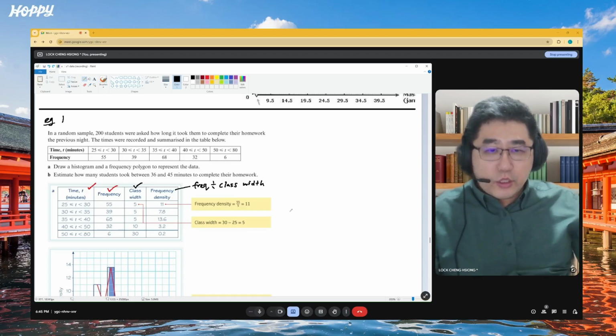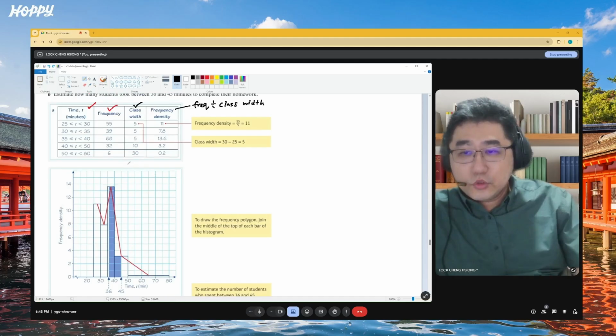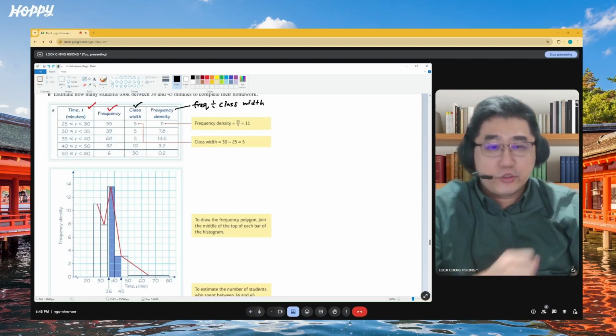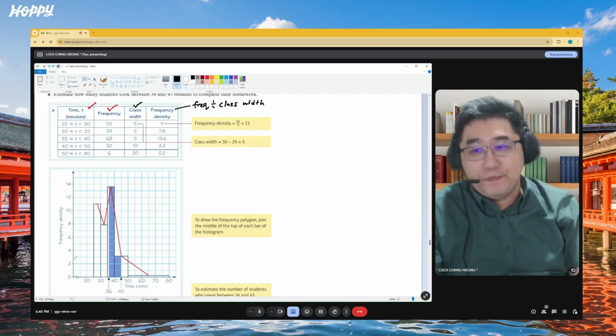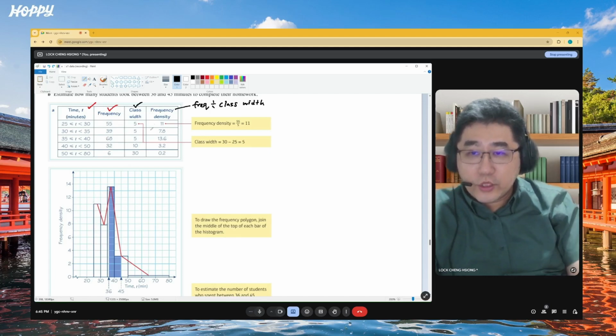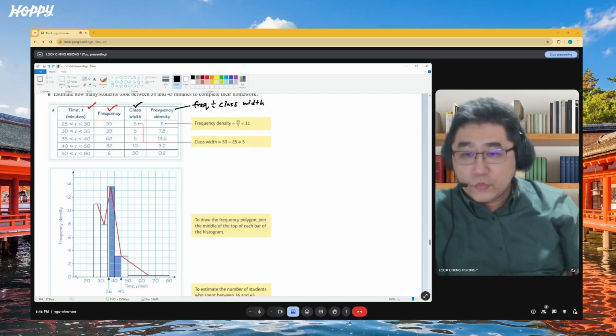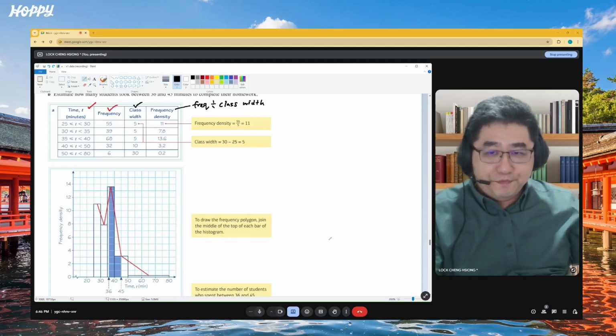So in the end, we do the drawing. Over here, this is just an illustration. Of course, during the exam, you'll be given the 2 cm type of graph paper. So you have 25 to 30 here with the height of 11, the frequency density 11. Then you have 30 to 35 with the height of 7.8, and so on and so forth. Then you can draw the histogram here.